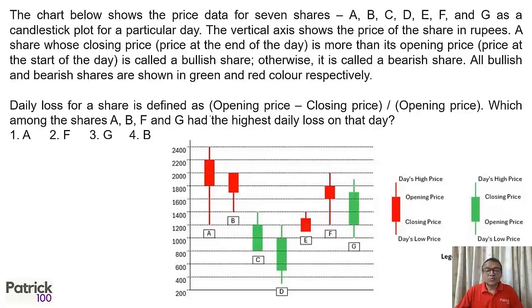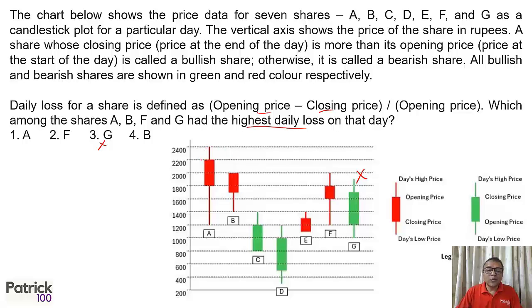Daily loss. Loss means price going down. That is opening price minus closing price, the highest daily loss. So if you look at A, F, G, G is gaining price. So G would be negative, opening minus closing would be negative. So I'm ruling out G, and we're left with A, F, and B.